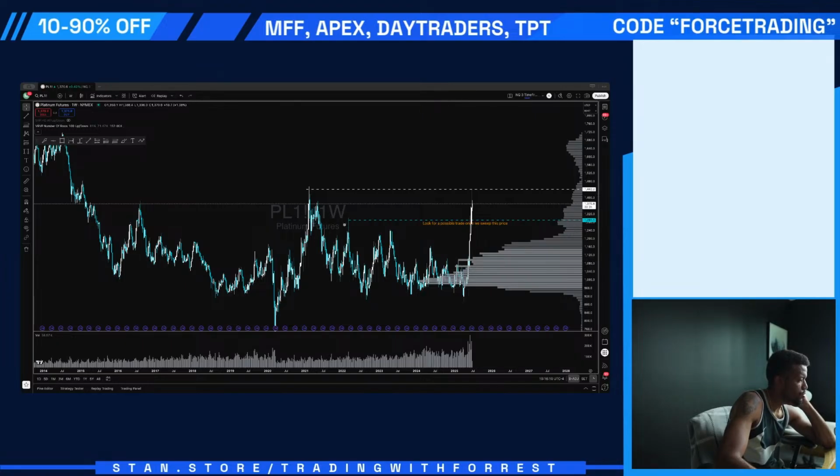So I've been using a volume profile indicator that separates RTH and extended hours volume profiles, both significant.